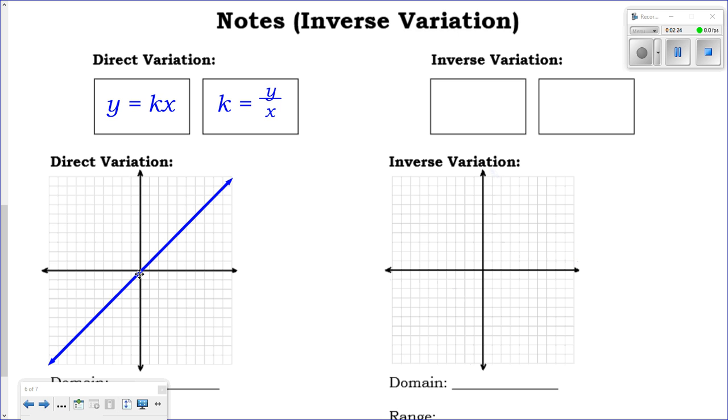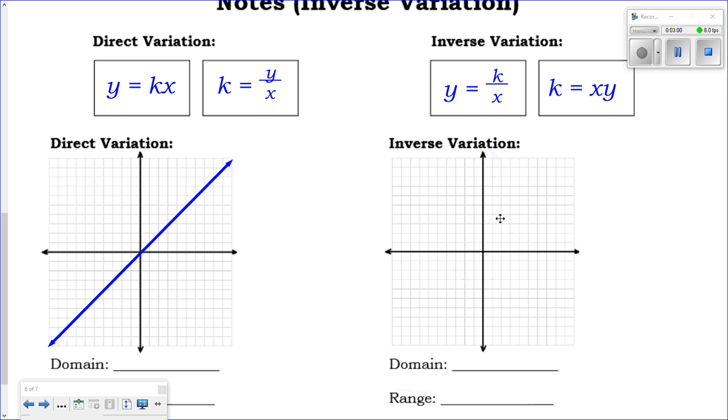Now with inverse variation, the main equation you're going to use every time I want you to write an equation, we always want our equations to start with y equals. So in inverse, it's going to be y equals, and instead of k times x, it's going to be k divided by x. Okay, so it's the opposite of direct in that you're dividing, k divided by x. And then the secondary equation that you can use just to help you solve some problems is k equals x times y. So instead of dividing, you can multiply x and y to get k.